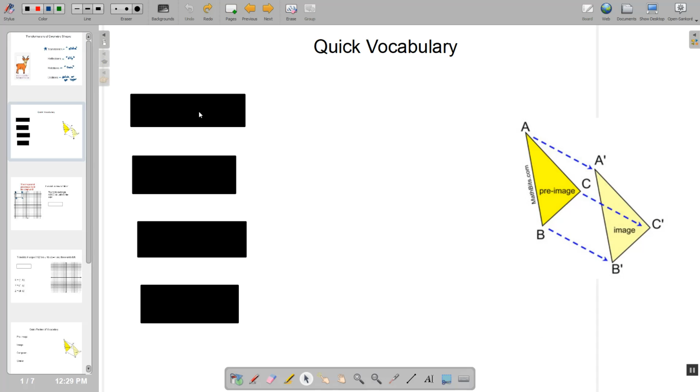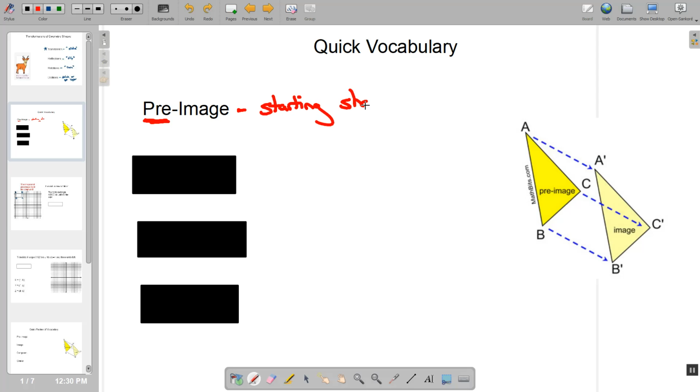As we are looking at this, there are some vocabulary terms that are really important. The first vocabulary term is pre-image, emphasizing the word pre here, which means the starting shape. So whatever you had before, or pre, the transformation. In this shape, the pre-image is here on the left, which means the image is sliding to the right, or we would call translating to the right.